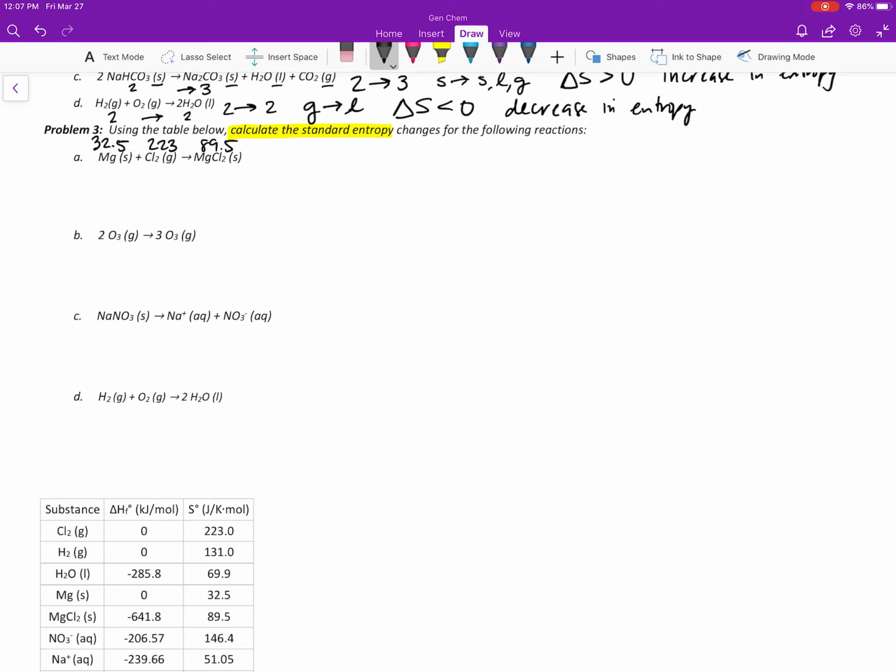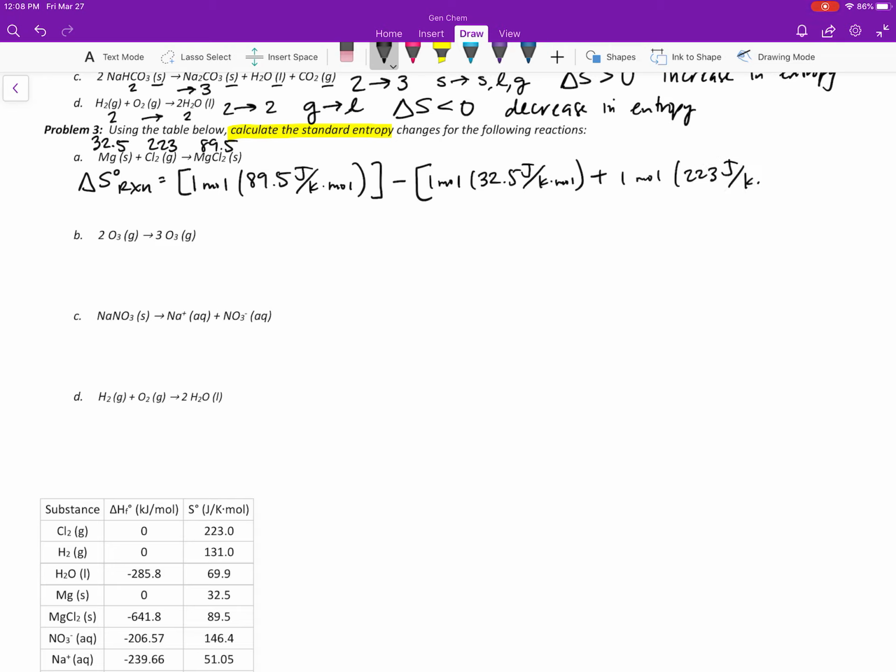Now, the reaction is going to be products minus reactants. So I'm going to start with my magnesium chloride, and I'm going to use brackets. I have 1 mole of magnesium chloride times its value, 89.5 joules per Kelvin times mole. And I only have 1 product. I'm going to subtract from that the 1 mole of magnesium times the 32.5 joules per Kelvin times mole. I'm going to add to that the 1 mole of the chlorine gas times its 223 joules per Kelvin times mole.